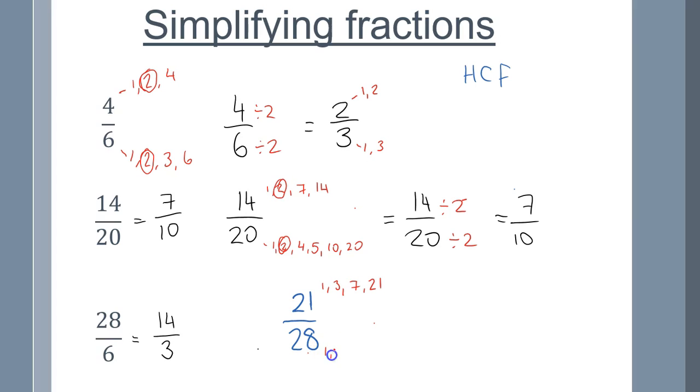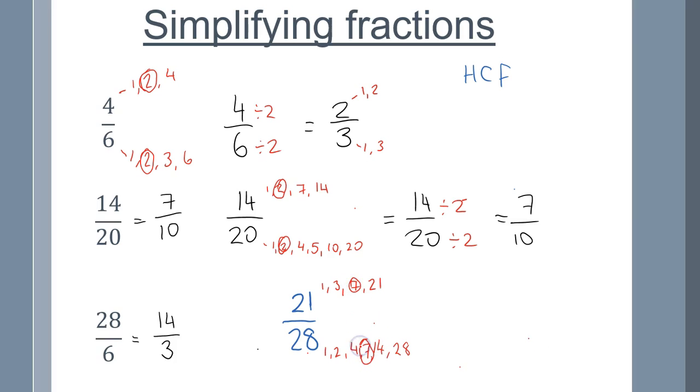Factors of 28 are 1, 2, 4, 14, 28. I know I've missed some there. Definitely missed some there. 7. Okay. So 4 and 7, 4 times 7 makes 28, 2 times 14, 1 times 28. Yep. So I've got a few common factors. I've got 1 and I've got 7. I'm going for the highest one.